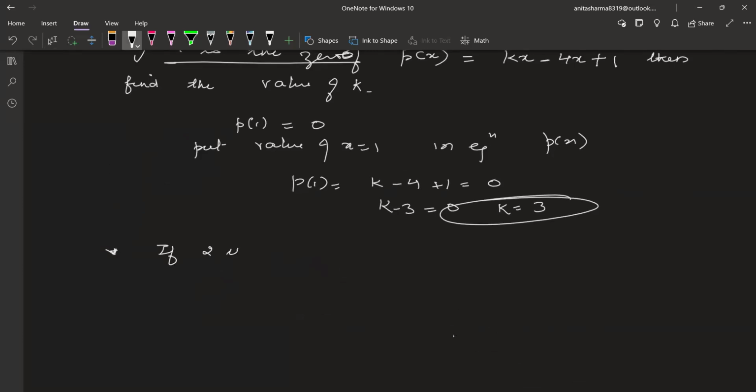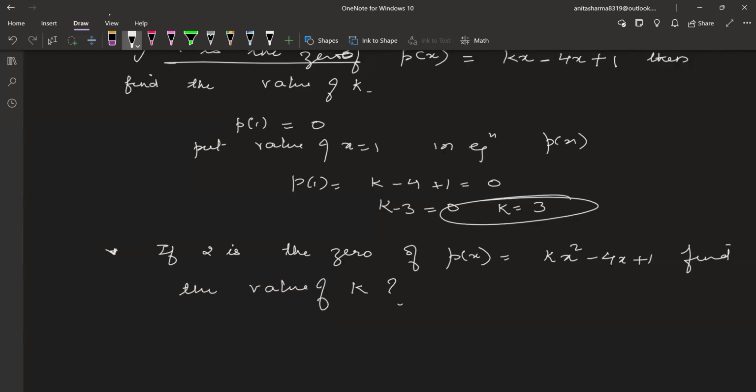If 2 is the zero of p(x), k x square minus 4x plus 1, then find the value of k. Solve it, children. Tell me the value. Hurry up. Ma'am, 1 minute.